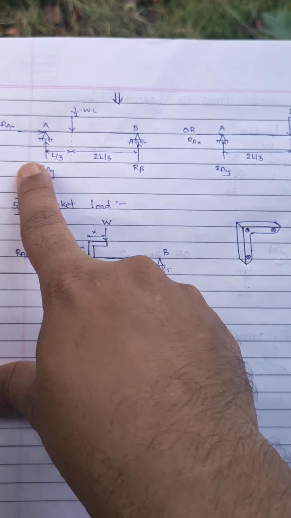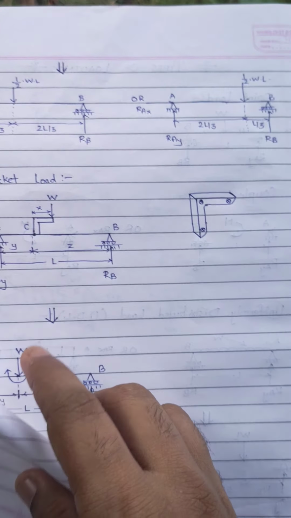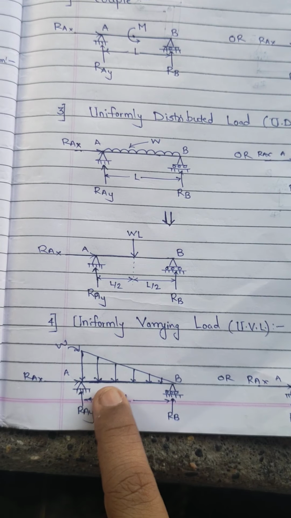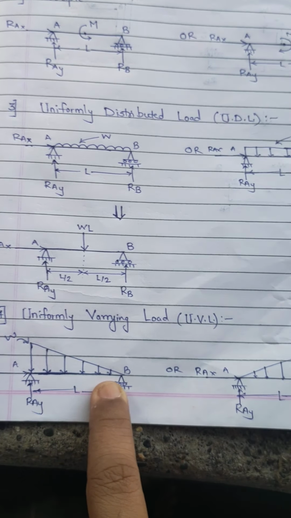That is, total length was L. So L by 3 from where? It is L by 3 from the right angle. So it's the right angle of the triangle. So L by 3 from here. So obviously the remaining will be L minus L by 3, that gives you 2L by 3.